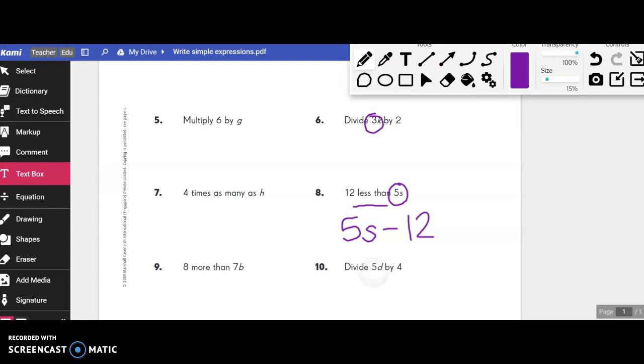Or divide 5d by 4. 5d, we're dividing that by 4. Or we could write 5d divided by 4. Notice I haven't written any equal signs because expressions don't have equal signs. They're just the numbers and the operations and sometimes variables. All of the ones you're writing will have variables.